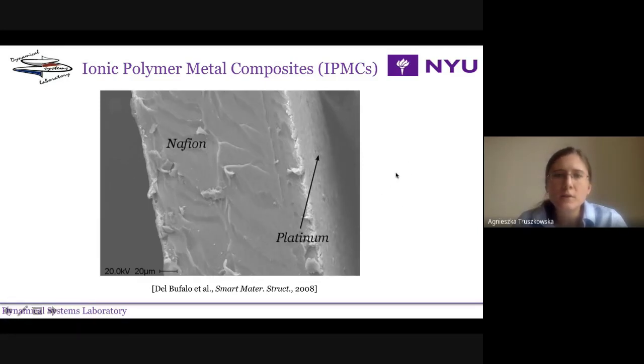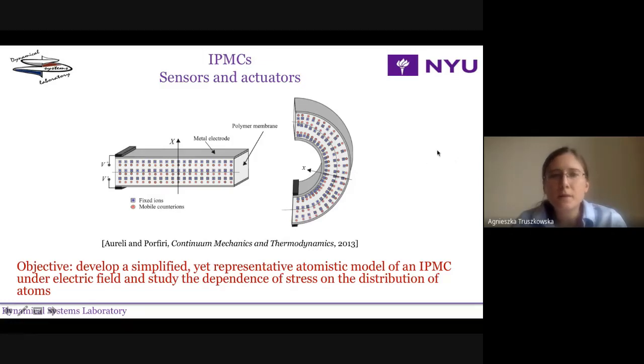What you see here is a microscopic image of an IPMC. They consist of an ionic polymer membrane, or an ionomer. In this case, it is Nafion, and they are coated with thin metal electrodes, in this case platinum. What is special about them is that when one applies a voltage to them, they deform, and similarly, when they deform, they produce voltage. This is due to the unique structure of the ionomer.